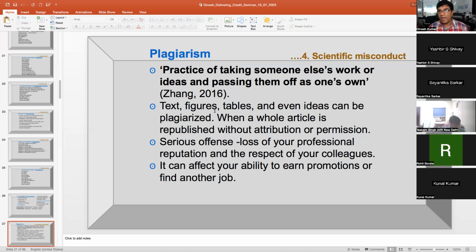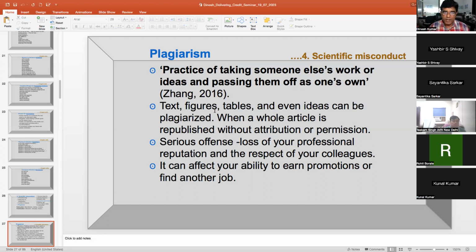Practice of taking someone else's work or ideas and passing them off as one's own. Taking ideas from others, just lifting a paragraph from others' paper or others' book, and claiming that this is mine, and you don't give credit to that person. So this is plagiarism. For example, sometimes text, figures, tables, and even ideas can be plagiarized, or a whole article is republished without contribution or permission. These kinds of things have happened in the past, they are happening today, and they will happen tomorrow also. But they are not ethically correct.